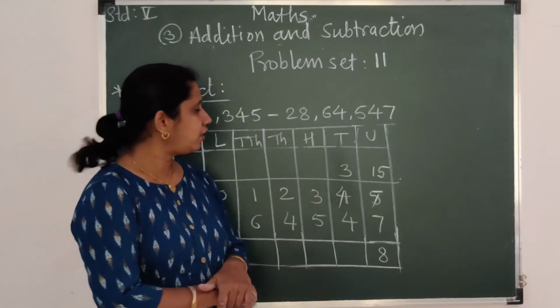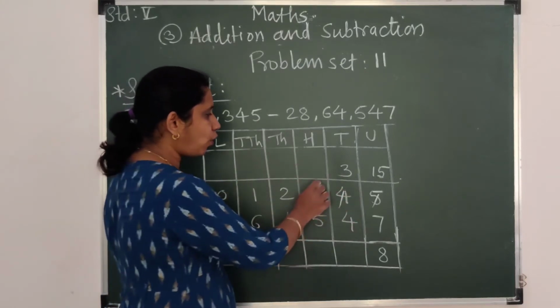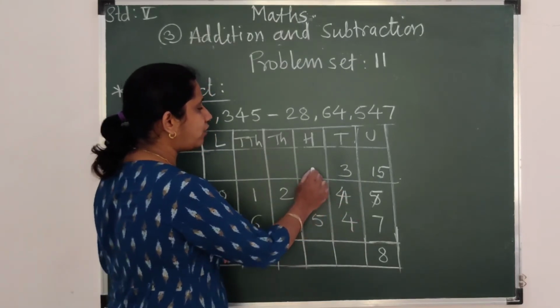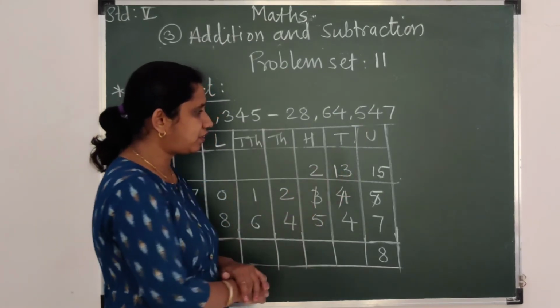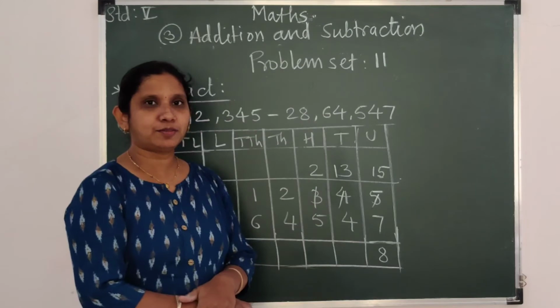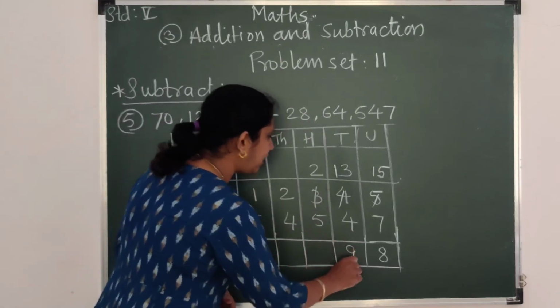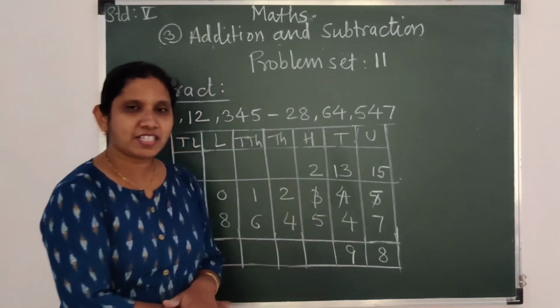Now 3 minus 4. Is it possible? No. Go to hundreds place. Borrow from hundreds place. What will remain here? 3 minus 1, 2. And tens place this becomes 13. Now 13 minus 4. It is very clear. 9 remains. Now 2 minus 5, is it possible?